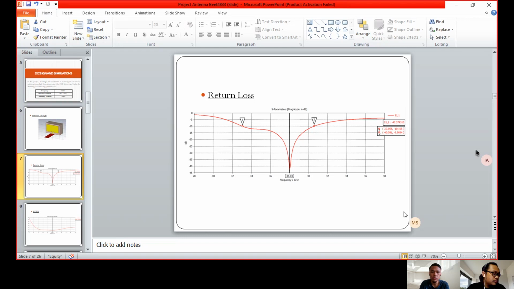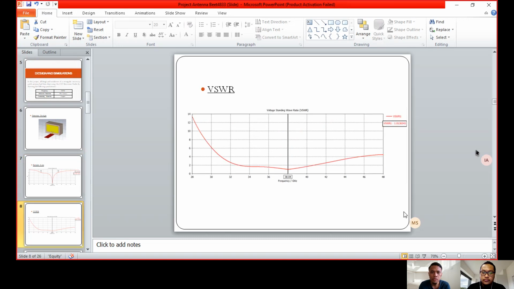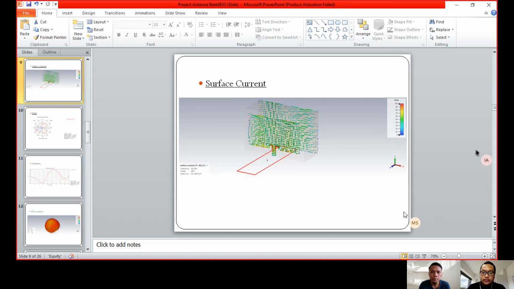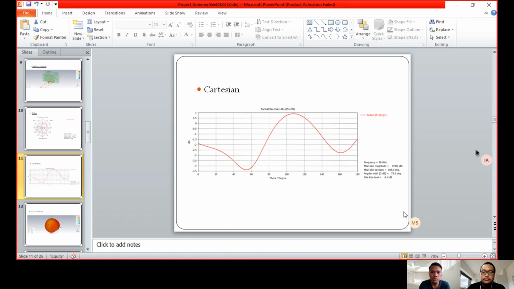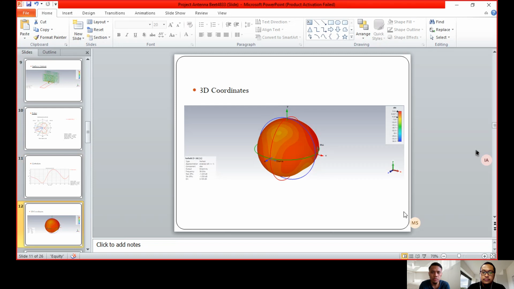This is the return loss that we get by using FR4. As we can see, the return loss was negative 43.37 dB, and this is the VSWR graph. This is the surface current of the FR4. So this is the far field directivity in a polar form. This is the Cartesian plane. This was the 3D radiation pattern.